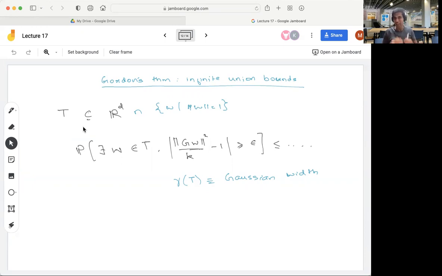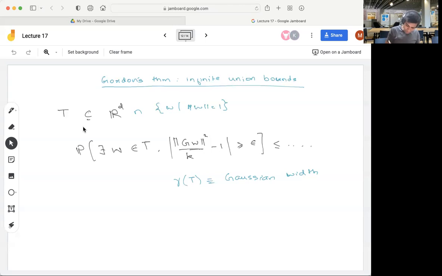This appears as Gaussian width, also something called Rademacher complexity. This appears as VC dimension in hypotheses. And these are all related. I just wanted to mention that there are statements which can work possibly with infinite sets, or which can do much better than log of the size of the set.